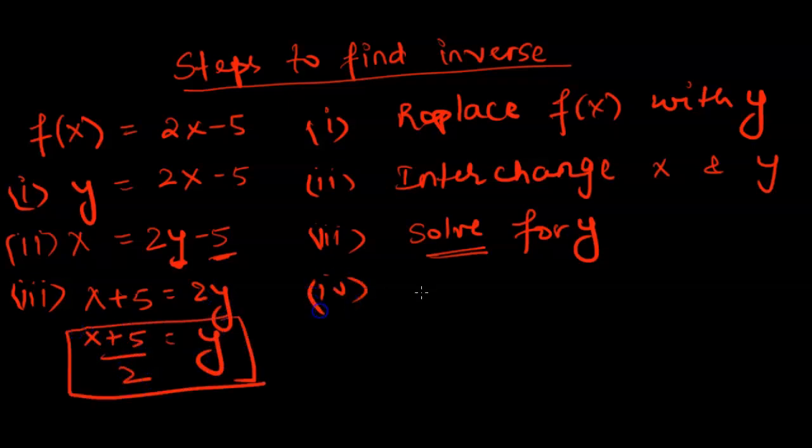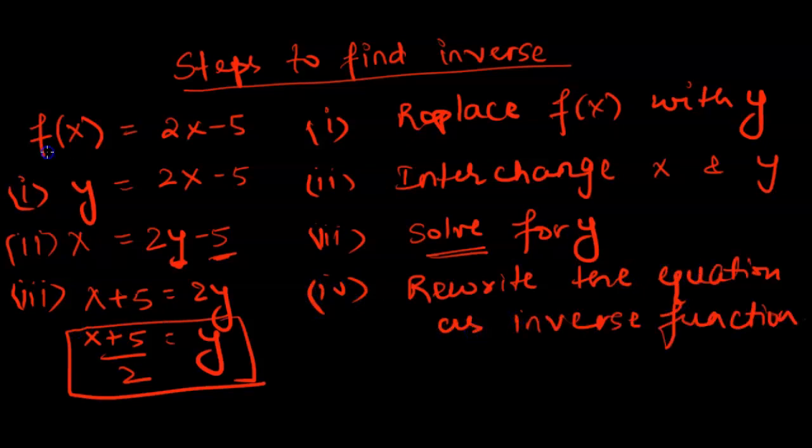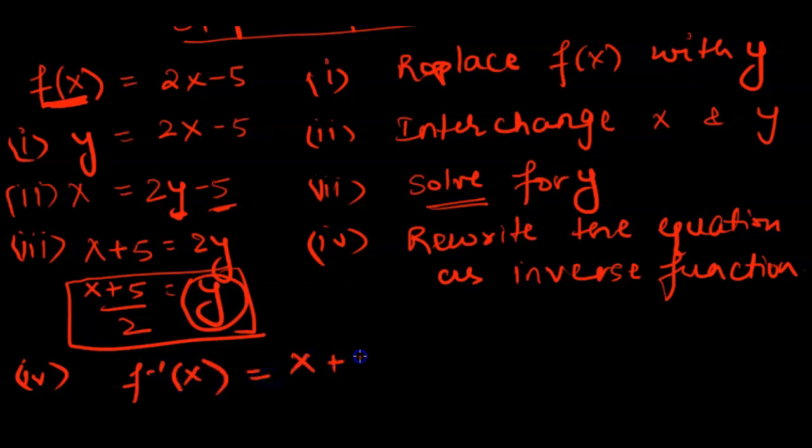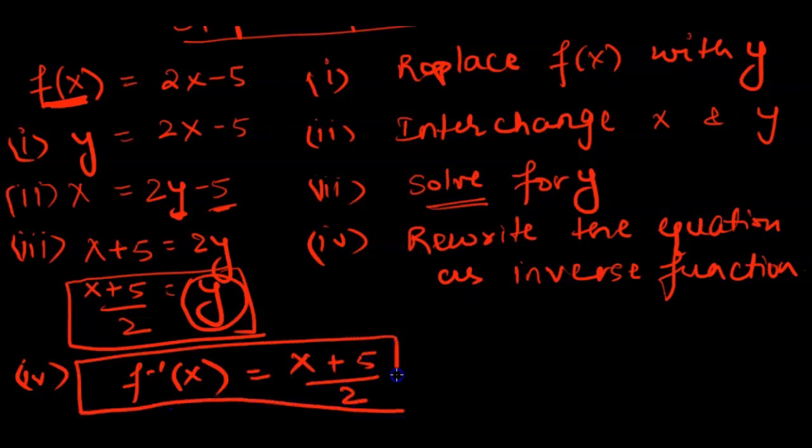Fourth step is to rewrite the equation as an inverse function. As we know, the original equation had f(x). So the fourth step is going to be, I'm going to rewrite this y as f inverse of x. So I'm writing it as f inverse of x = (x + 5)/2. And this is my final inverse equation.